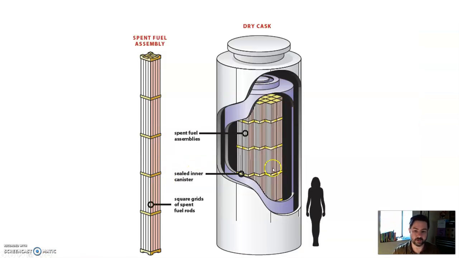So to show you the size of these compared to a human, they take these fuel rods, put them in a sealed steel container inside of a cement container, and that's kind of where we contain the nuclear fuel, and it's usually done on site. So that's nuclear fuel.